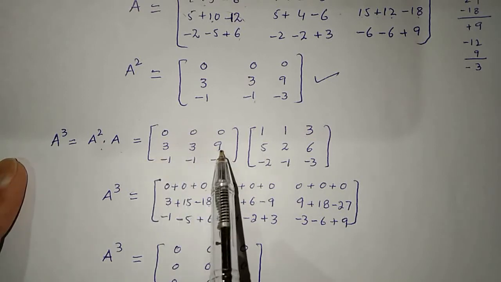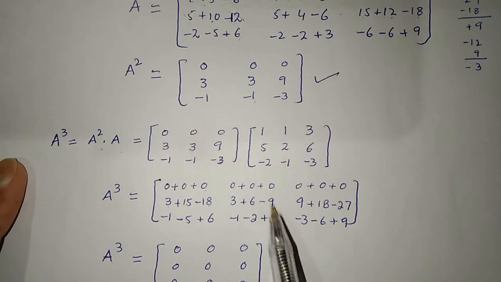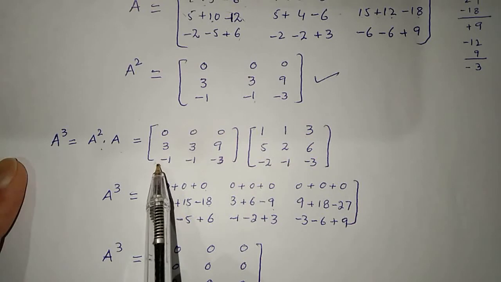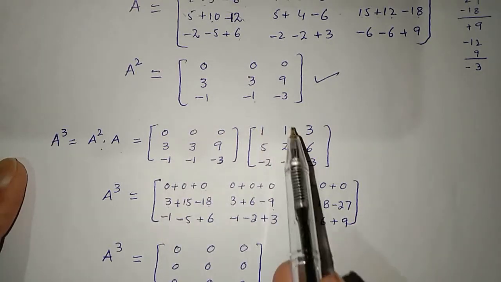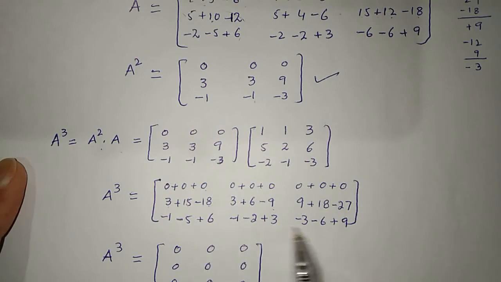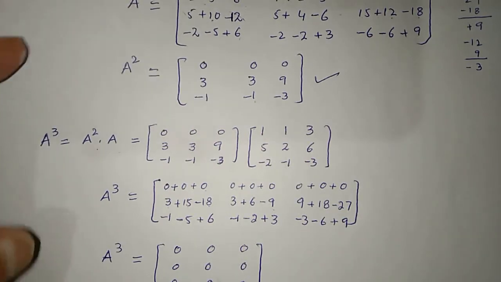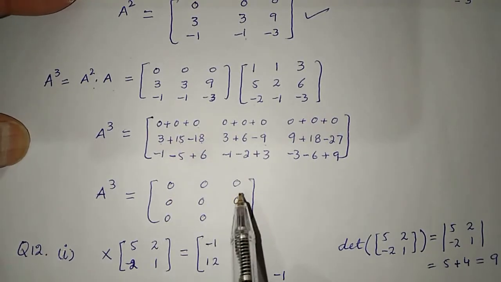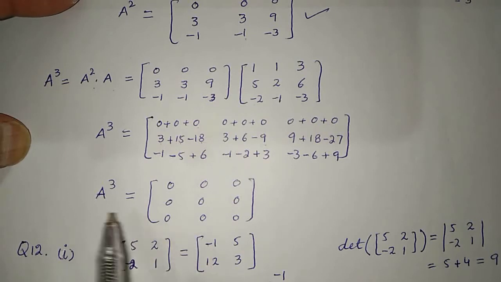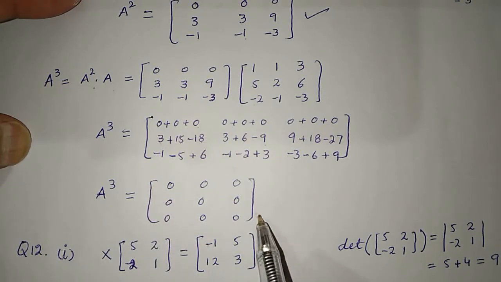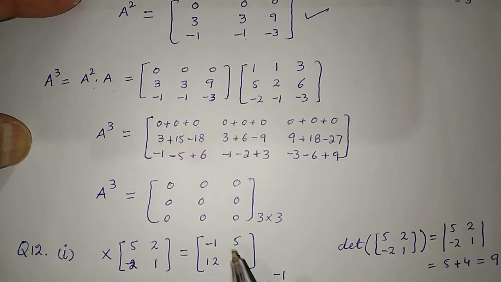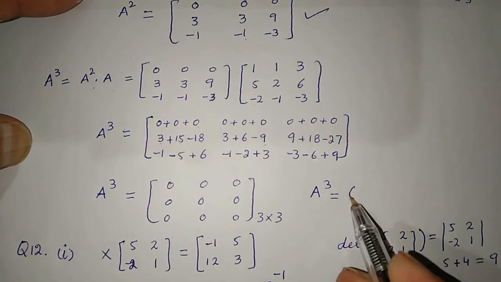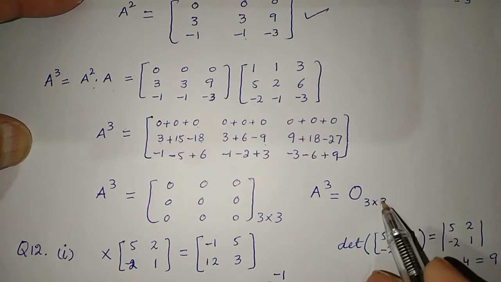Then second row is multiplied with second column. Second row is multiplied with third column, and similarly third row is multiplied with first column and with second column and with third column. At the end, after adding we get all the entries zeros. So A cube is equal to a matrix of order 3 by 3, and this is a null matrix. So A cube is equal to a null matrix of order 3 by 3.